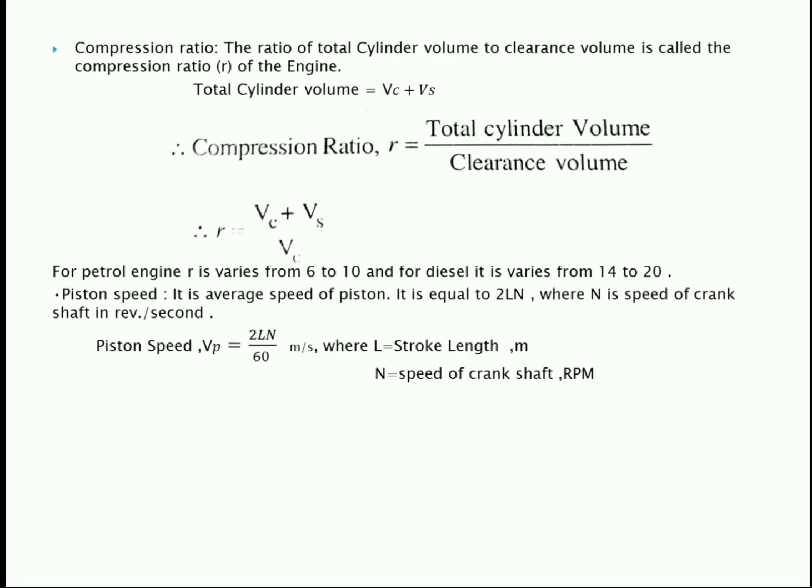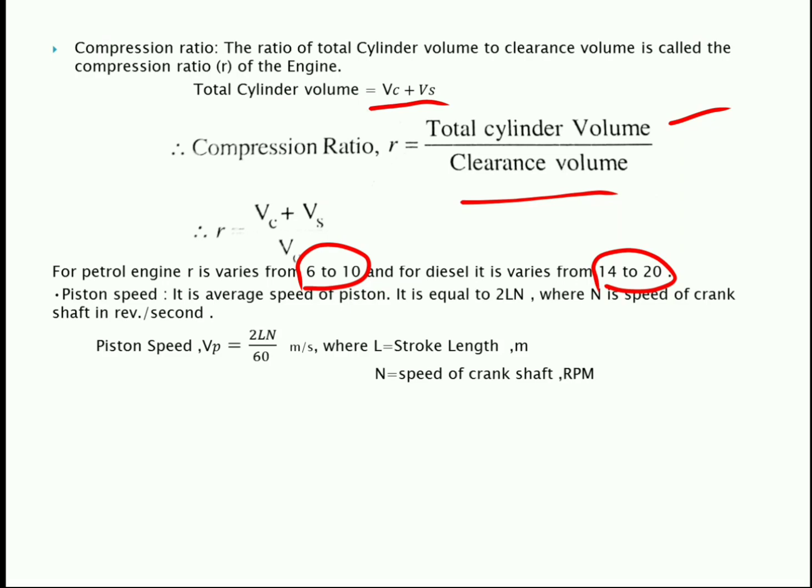Next is the compression ratio. It is the ratio of total cylinder volume to the clearance volume. So compression ratio is the ratio of total cylinder volume, that is the clearance volume plus swept volume, upon the clearance volume. For a petrol engine, the compression ratio range is between 6 to 10, whereas for the diesel engine, this range is between 14 to 20.